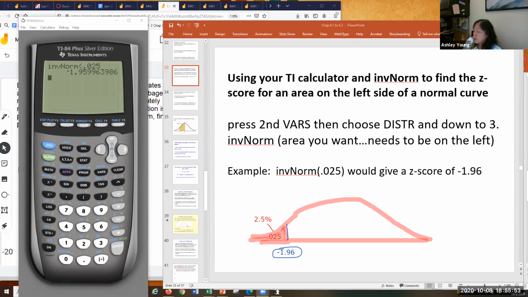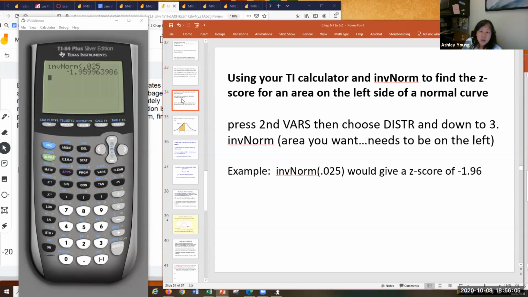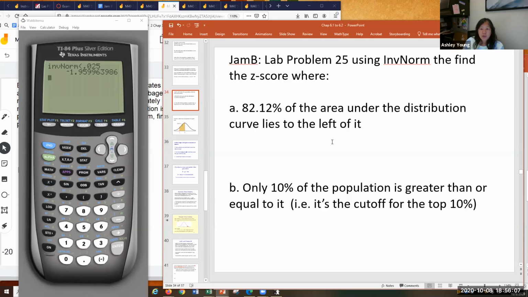Let me take a picture of this before I forget. Let me clear this, and have you guys do some problems. I'm going to do one problem with you. This is problem 25, and I'll do B with you guys.